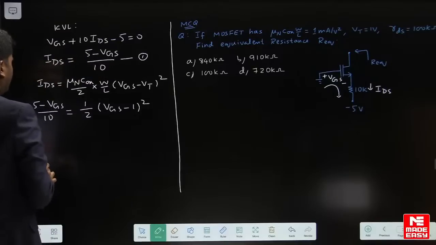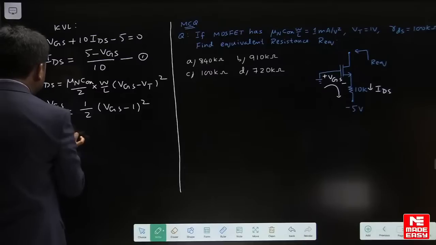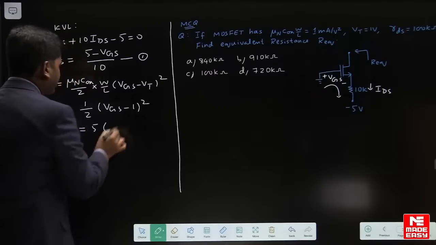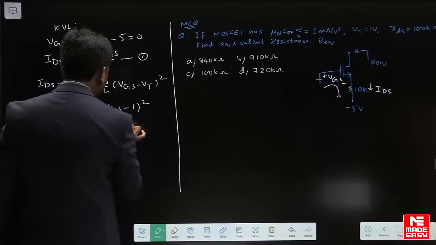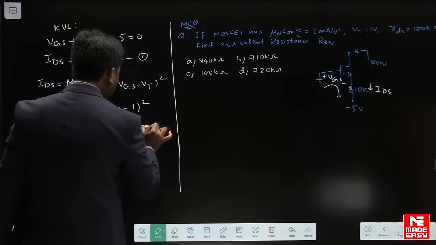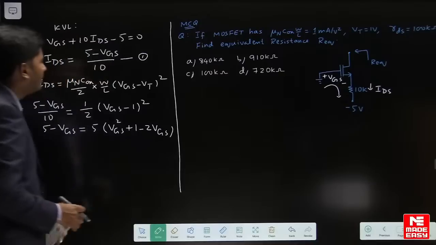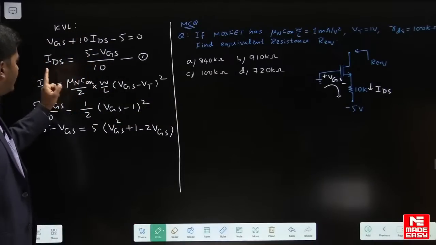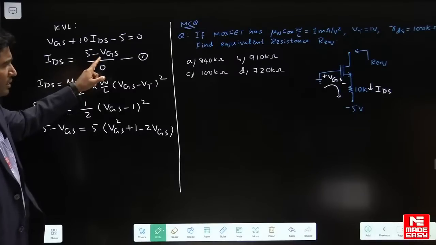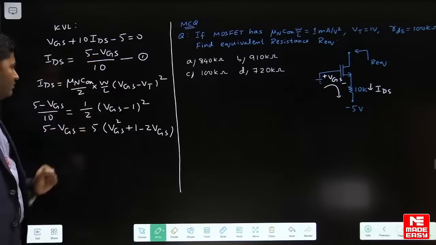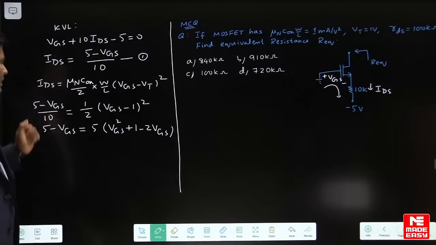Okay, this you can simplify now. It will become 5 minus VGS is equal to 5 into (A minus B) whole square. It will be VGS square plus 1 minus 2 VGS. Is that okay? I have first applied KVL here. From that KVL I got this relation IDS equal to (5 minus VGS) divided by 10. That relation I have combined with the actual equation of drain current. Okay, and this you can convert into quadratic form.